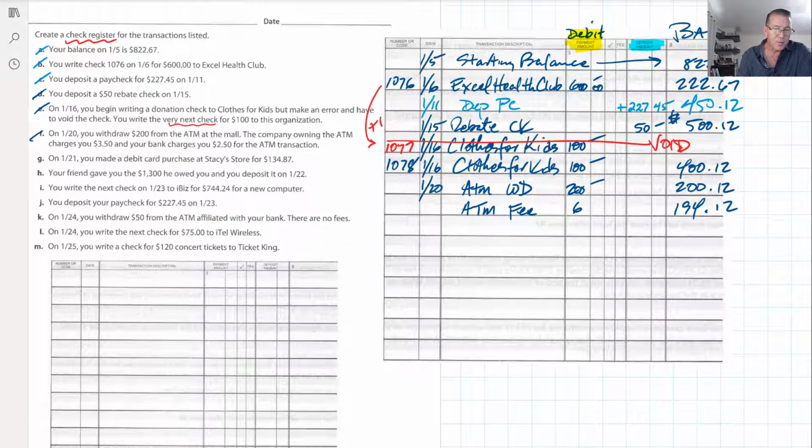So G, on 1/21, you make a debit card purchase at Stacy's store. So on 1/21, the 21st right here, a debit card purchase. It's a debit at, well, we don't want to put that. Let's put Stacy's store. This goes to Stacy's. And you spend, it looks like, $134.87. So you've got to subtract that.